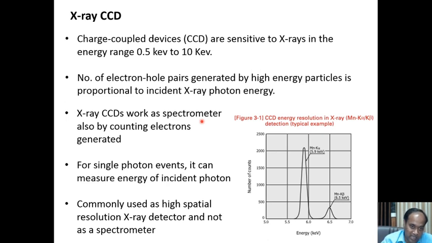So if you have energy imparting on that as twice of the work function, you basically can generate 2 electron hole pairs, and so you know what energy the X-ray had. So X-ray CCDs work partly as a spectrometer, but of course they work only if you have a single photon event. So if a single photon falls, then you measure how many electron hole pairs it generated, and that you can use to calculate the energy of the incident photon.